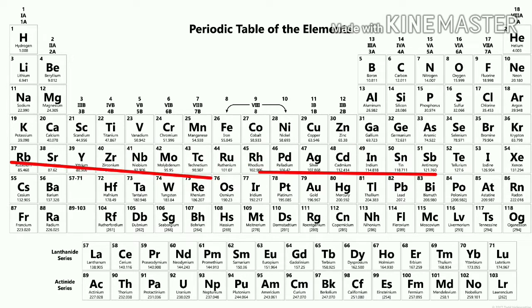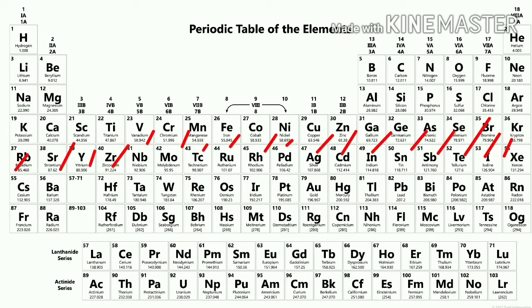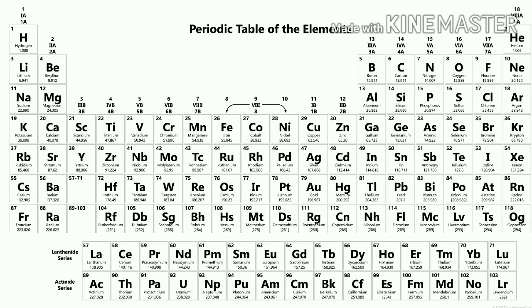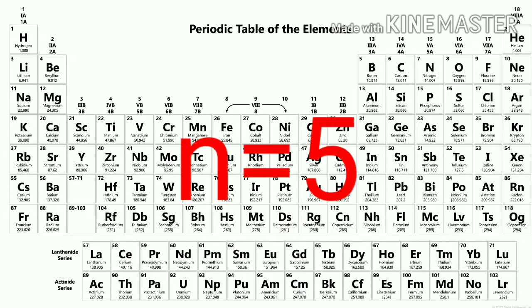Look at that. In the fifth period, the elements present are rubidium, strontium, yttrium, zirconium, niobium, molybdenum, technetium, ruthenium, rhodium, palladium, silver, cadmium, indium, tin, antimony, tellurium, iodine, xenon. That means this period contains 18 elements from rubidium to xenon. This period corresponds to the fifth energy level, that is O shell. For O shell, n is equal to 5.